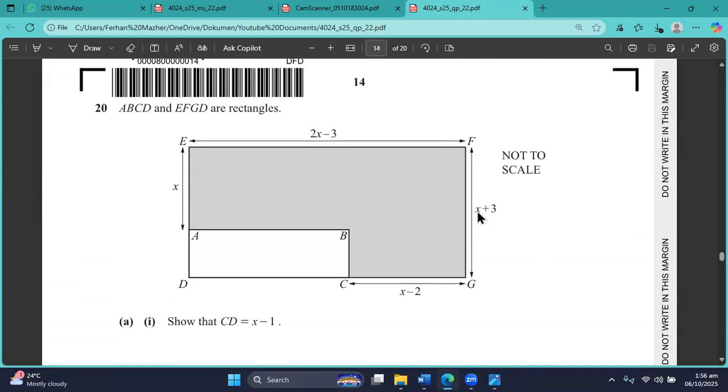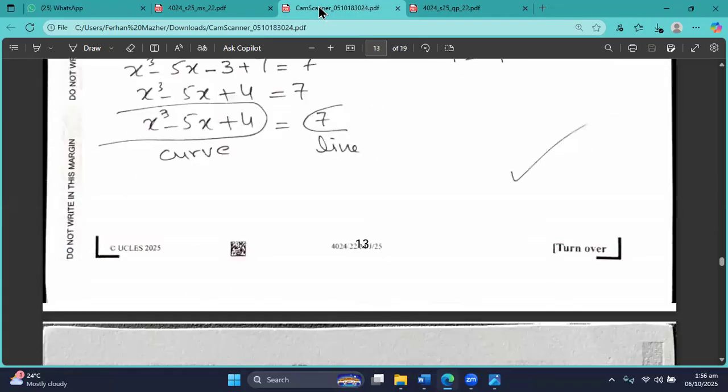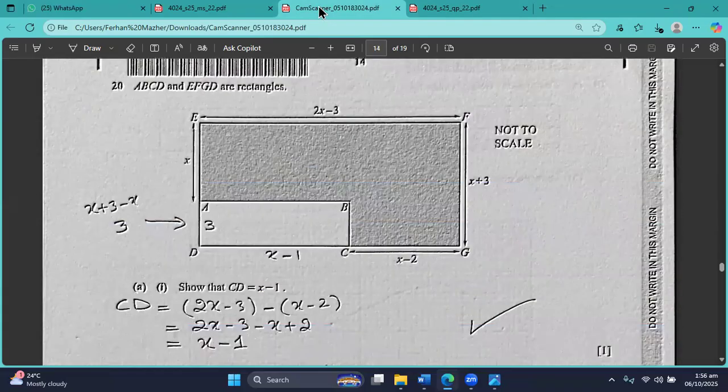The question number 20, he says A, B, C, D, E, F, G, D are the rectangles. So you see this side is 2x minus 3. This portion is x minus 2. So how much will be this portion? Okay, so we have to show that the CD is x minus 1. So from 2x minus 3, subtract x minus 2. This is how you will show that, okay? It's a 1 mark question, very simple, straightforward, common sense question.